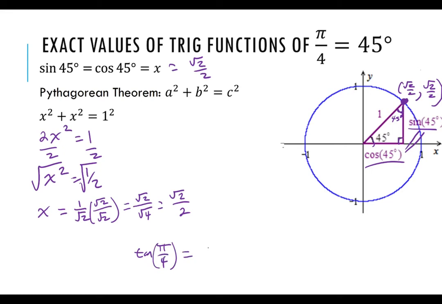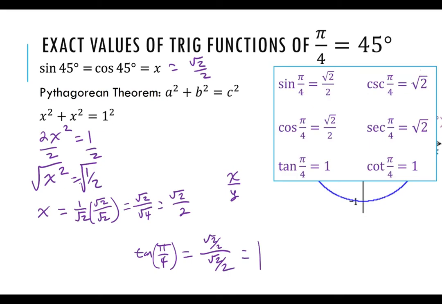Tangent of pi fourths ends up being what? Well, that's going to be y over x, right? And if x is root 2 over 2, and y is root 2 over 2, root 2 over 2 divided by root 2 over 2, anything divided by itself, that's 1. So the tangent of pi fourths is 1. And then the cotangent, which is the reciprocal of tangent of pi fourths, that's going to be 1 as well. And so there we are. We have the exact values for all of the trig functions for 45 degrees or pi fourths radians.